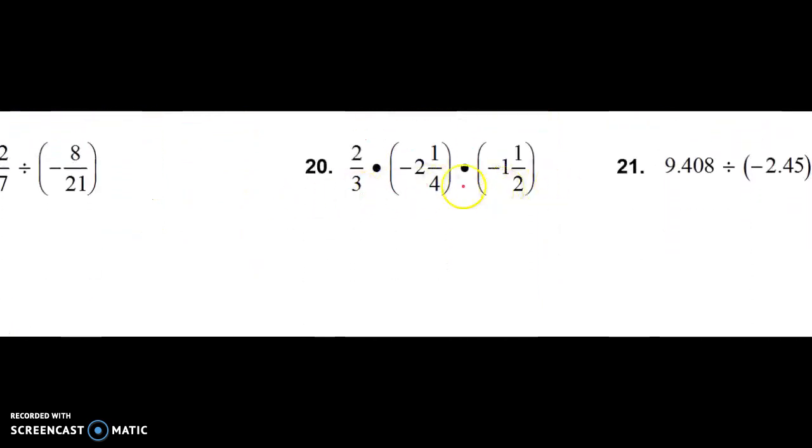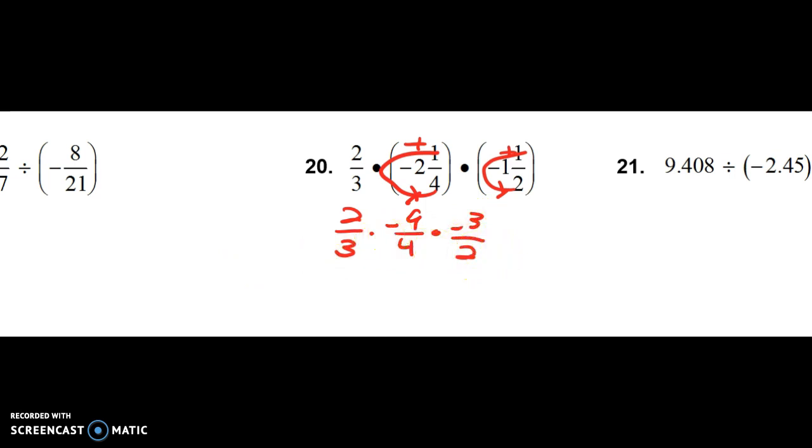Moving right along, I'm going to do this one right here. I'm going to change these. So I'm going to have 2/3 times 4 times 2 is 8. Negative 9/4 times 3 times 1 is 2 plus 1 is 3.